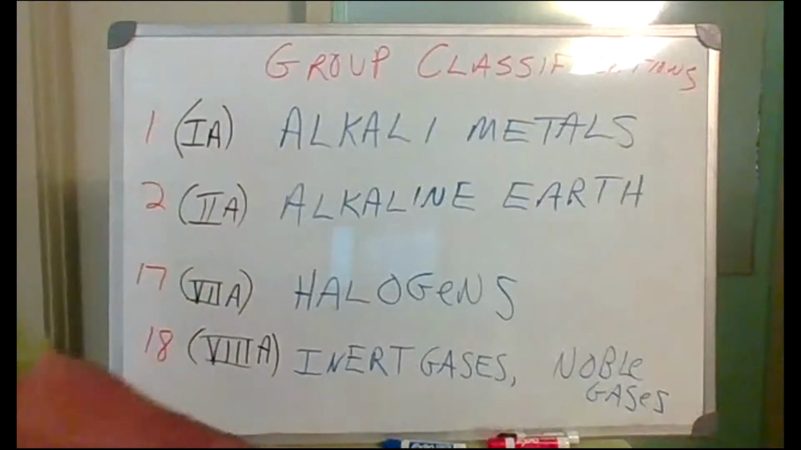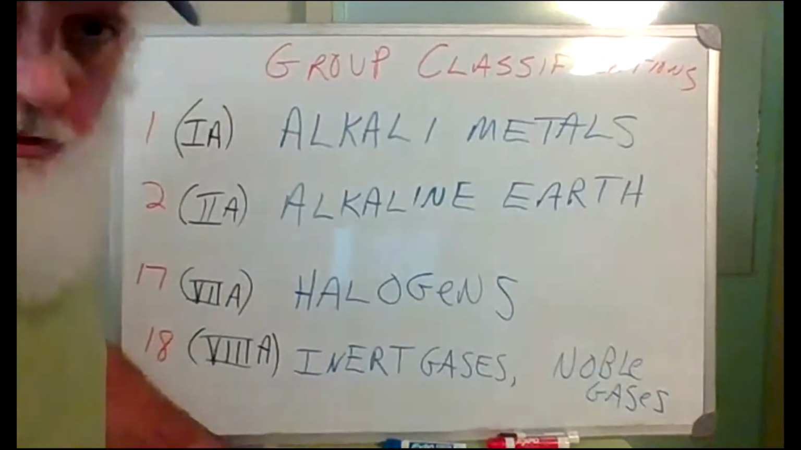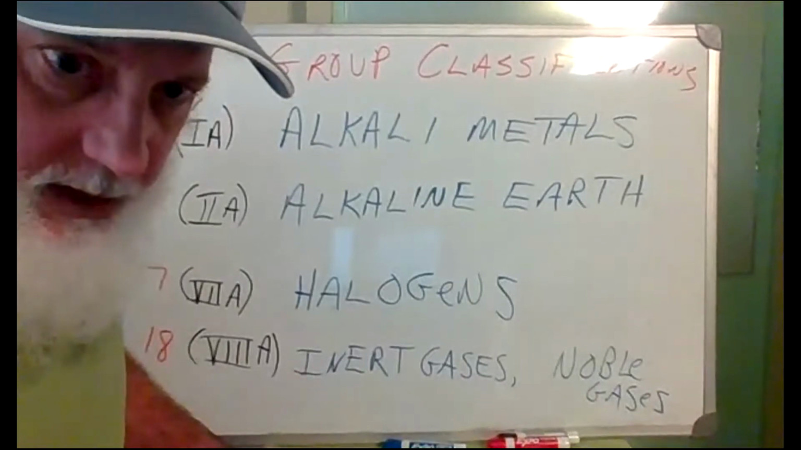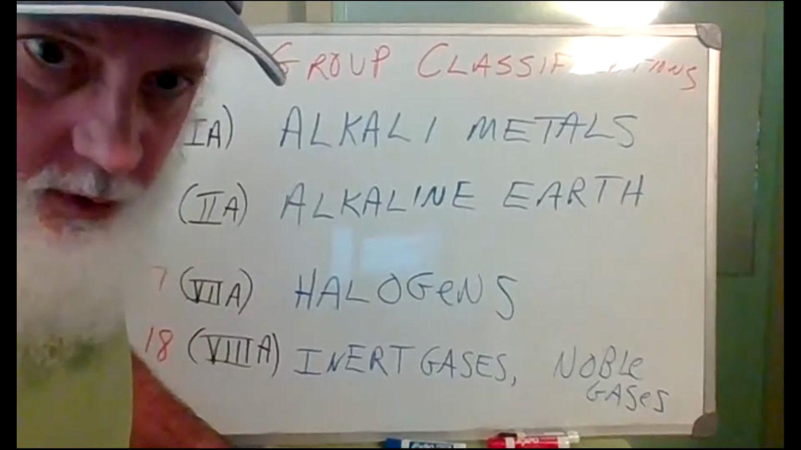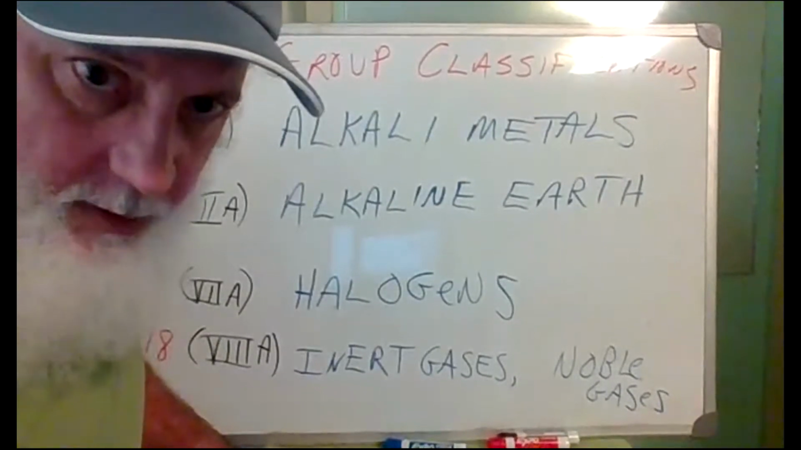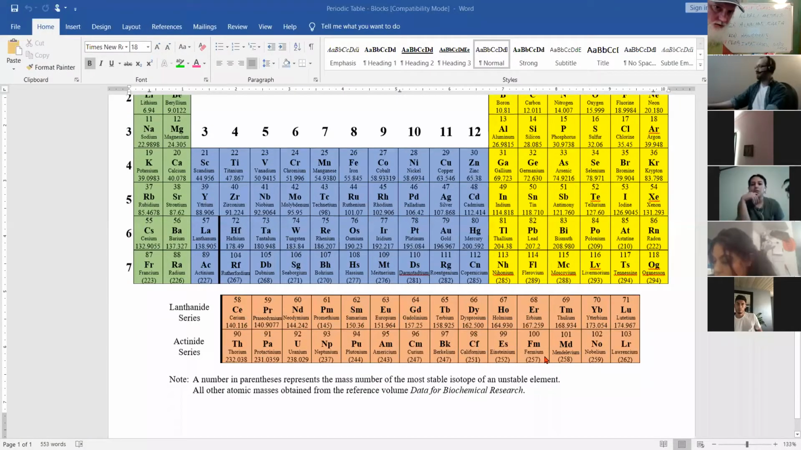Let's see here. Any other questions so far? So there's our 7 ways to classify the elements. Any questions? It's pretty straightforward so far. I'm going to bring a periodic table up. I kind of like this colored version. Cheers me up.